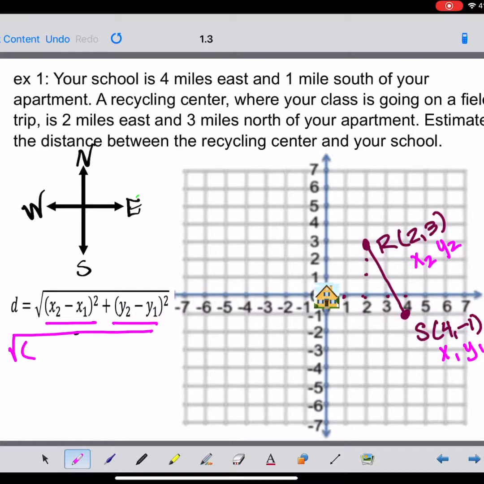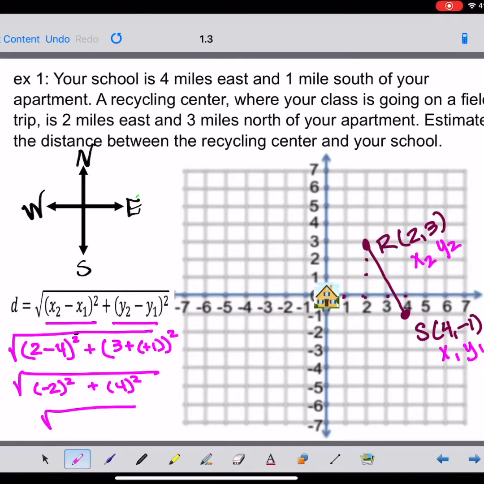So my x2 value is 2. Subtract my x1 value of 4, and that quantity is squared, plus my y2 value of 3, subtract my y1 value of -1. Order of operations says parentheses come first. 2 minus 4 is -2. 3 minus -1, so we're going to add that to get 4 squared. -2 squared, -2 times -2 is 4. 4 squared, 4 times 4 is 16.